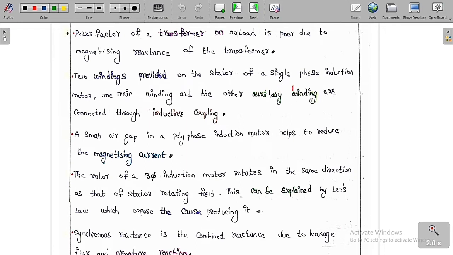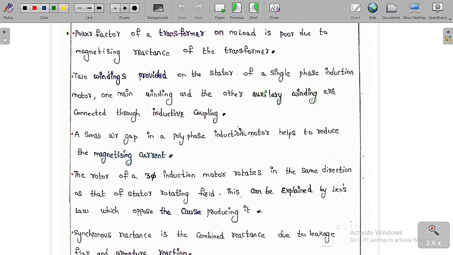The two windings provided on the stator of a single-phase induction motor, one called the main winding and the other called the auxiliary winding, are connected through inductive coupling. We use this auxiliary winding only for starting purposes. Whenever the rotor has achieved some speed, we remove the auxiliary winding with the help of the centrifugal switch. The centrifugal switch is basically a speed sensitive switch, so based on the speed it gets activated.